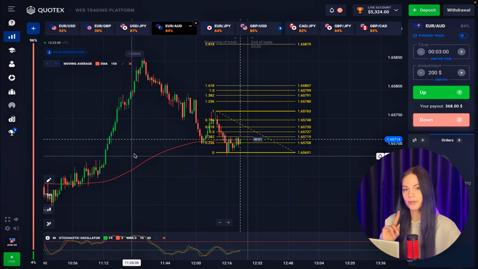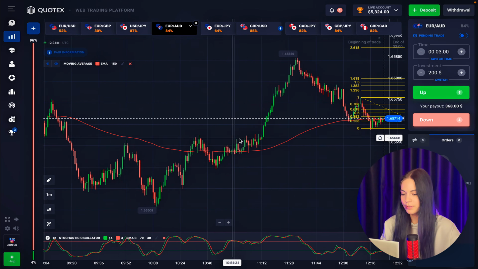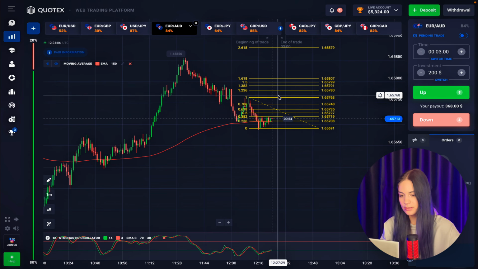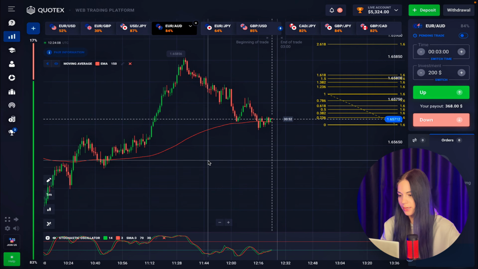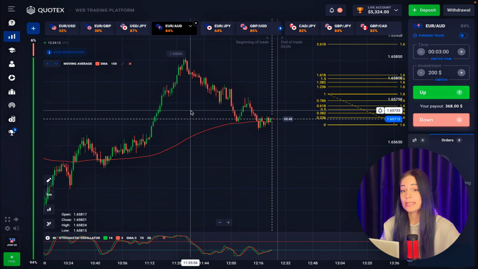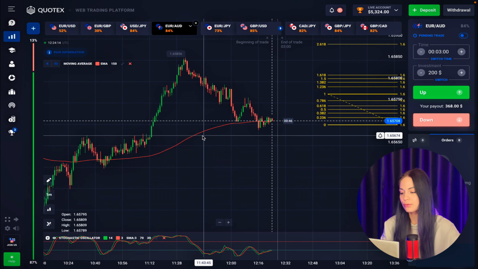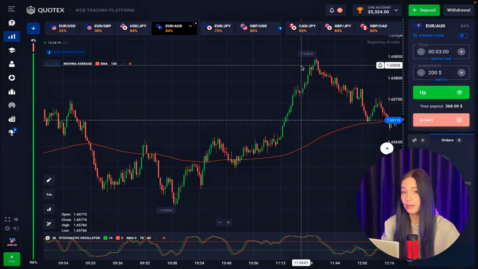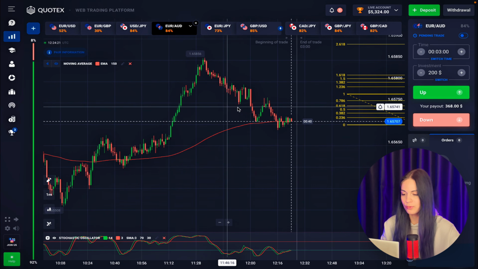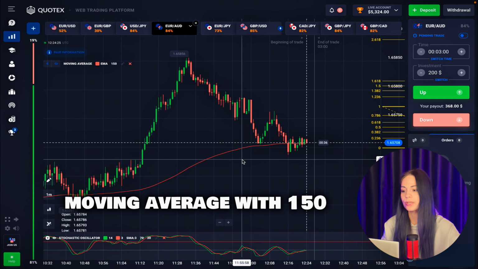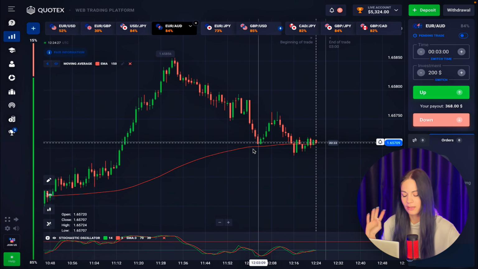So guys, one more interesting thing that I want to show you. Right here you can see a really long uptrend, and at this point, let me move the Fibonacci levels. In this place, the price movement started to go down, but we don't want to trade against the global trend because we understand that it might be a big deep pullback of the global uptrend. So what I do in this case is I like to add an exponential moving average with 150.